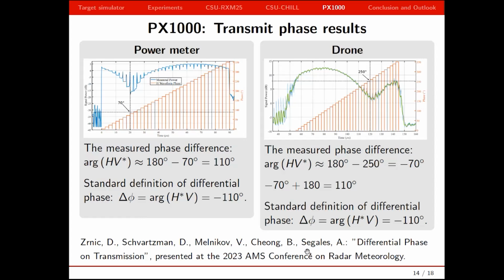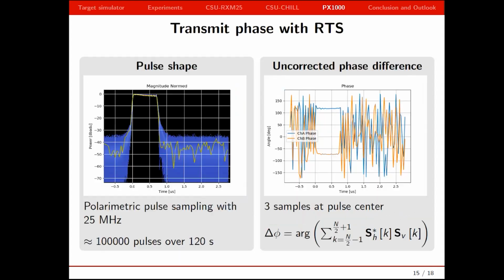And then these people listed down here, they did some calculations, and there are some definitions of the differential phase, and what they came up with is this figure here, minus 110 degrees. And actually with both measurements, with the power meter and with the airborne power meter, they came up with the same result. So we tried to do the same thing with our instrument, but with a different method, obviously.